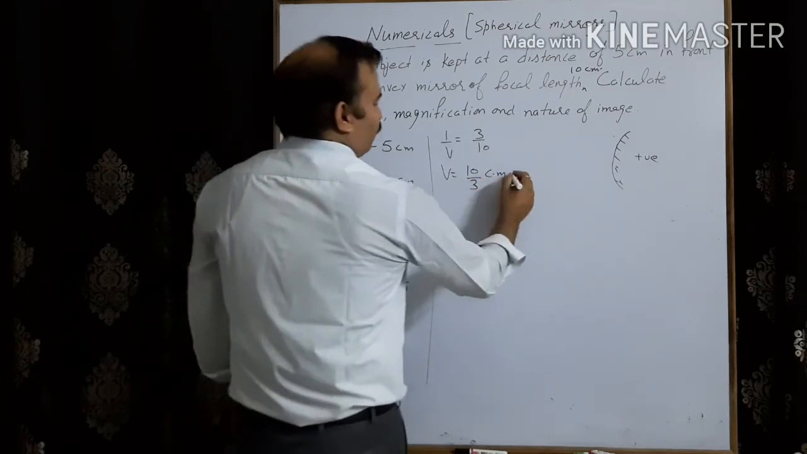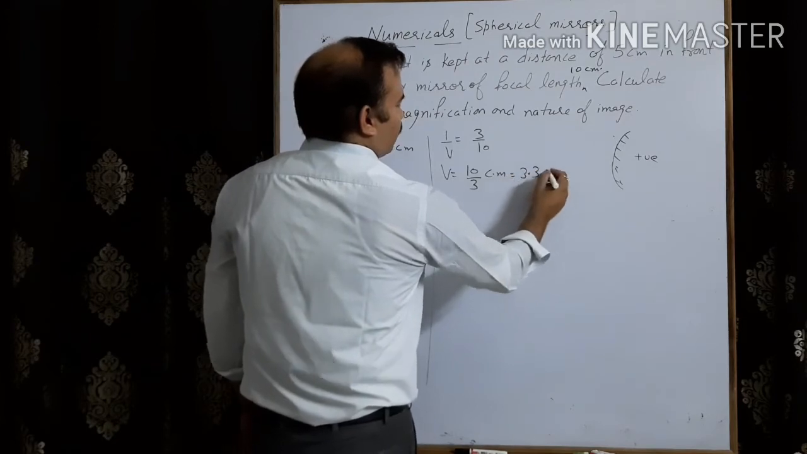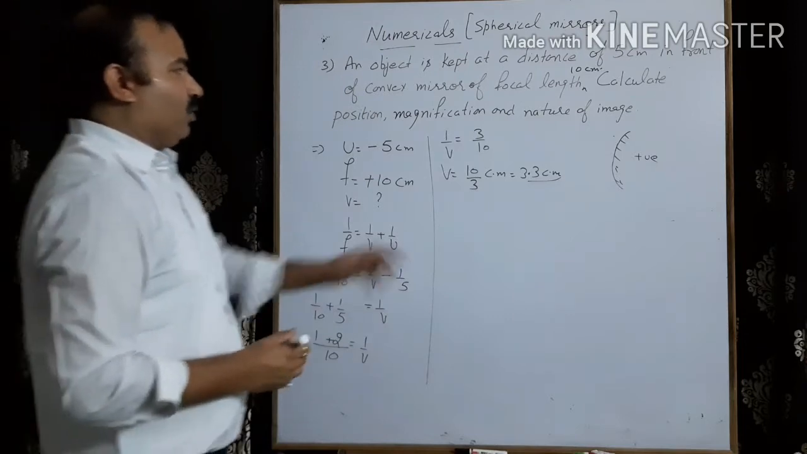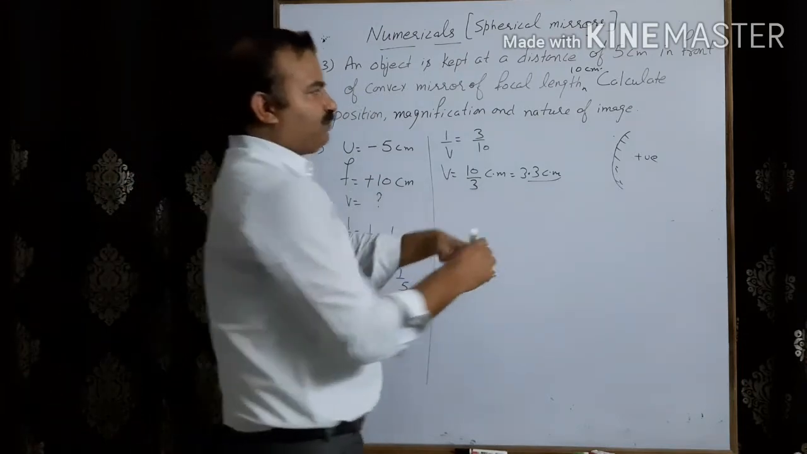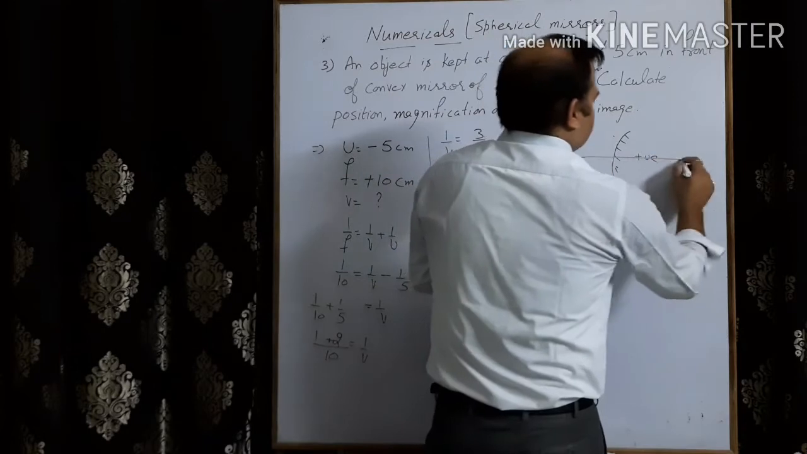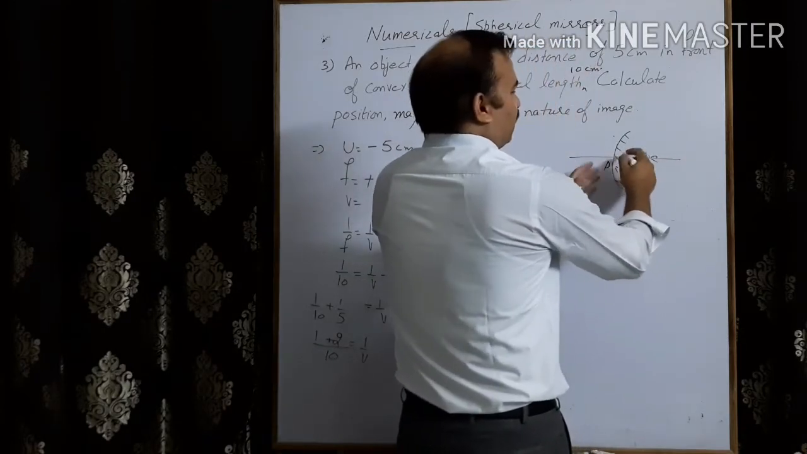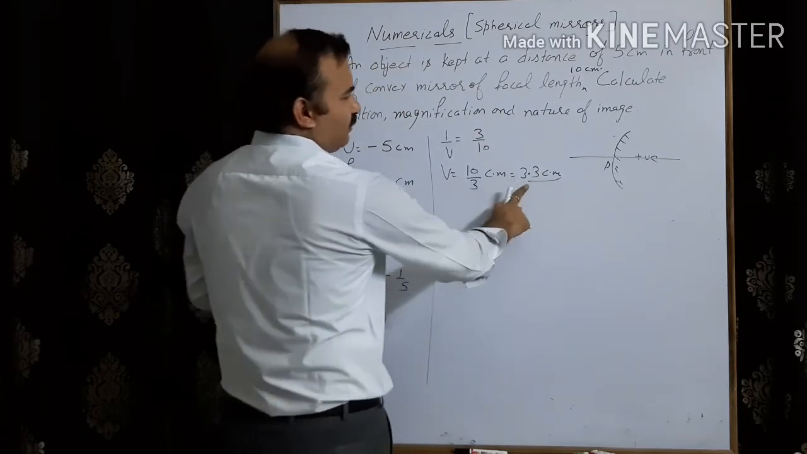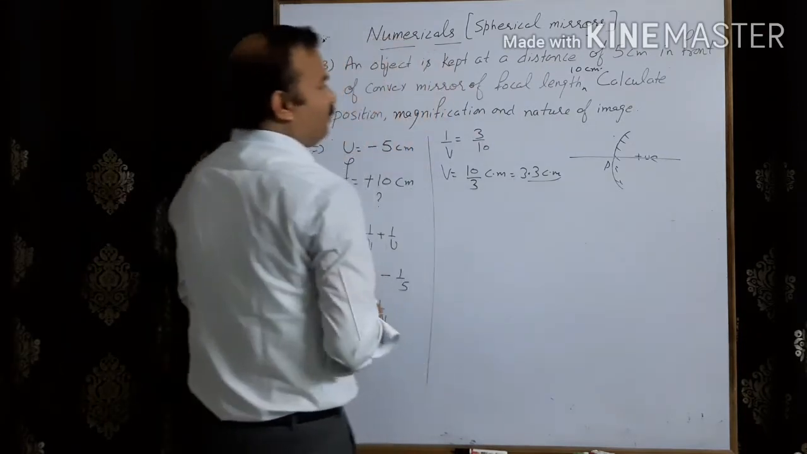Fine. And if we convert, this will become 3.33 or 3.3 centimeter. Now v is positive. V is positive means if it is a principal axis, and this is a pole, it will form on the right side. Fine. This image will form on the right side of the pole.